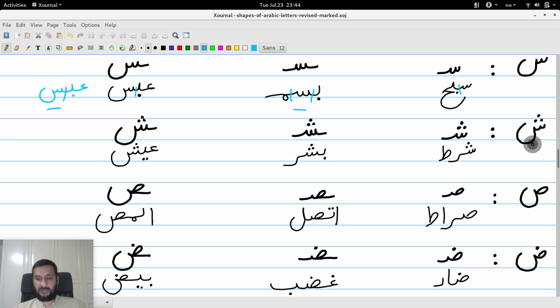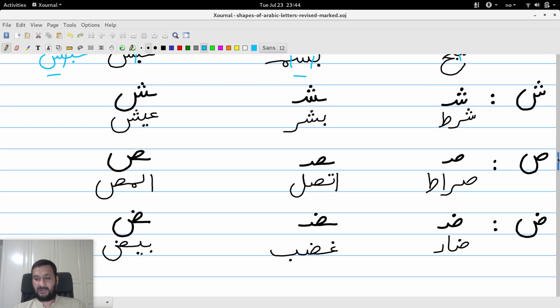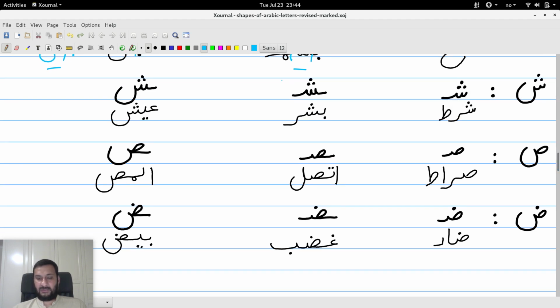All right, then is sheen, same rules as seen. In the beginning it looks like this, in the middle like this, and in the end like this. So in the beginning we have this sheen, ra, ta. In the middle we have it like this, so there is your sheen right here in the middle, ba, sheen, ra. And then we have sheen at the end, like so, ayn, ya, sheen. I can write it in a bit stretched form for you. Like so. So here's your sheen right here.